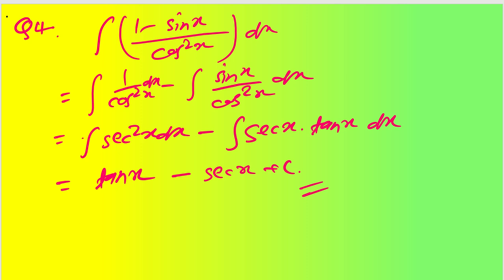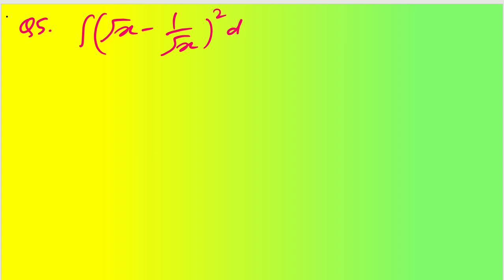Let's say some more problems. So the question is integration of (square root of x minus 1 by square root of x) whole square dx. Okay. So what will happen? In these kinds of questions, what you have to do is first expand them. Okay. So by expanding them, you know already (a minus b) whole square is a square minus 2ab plus b square, and in this way you can solve this.